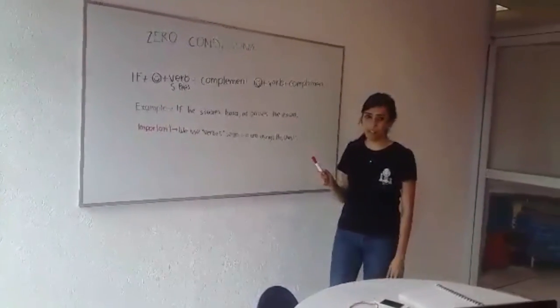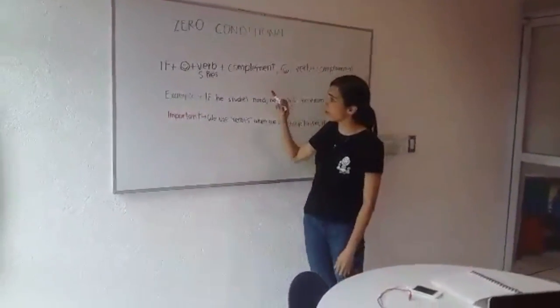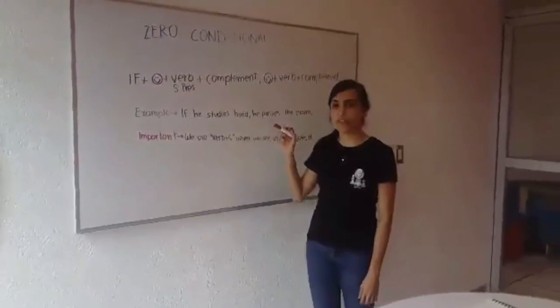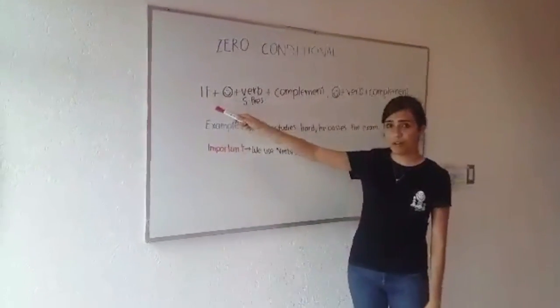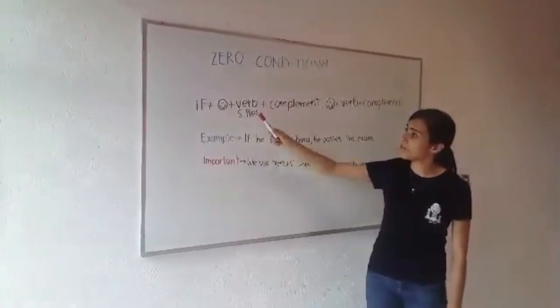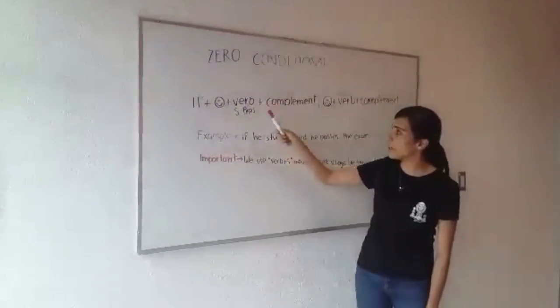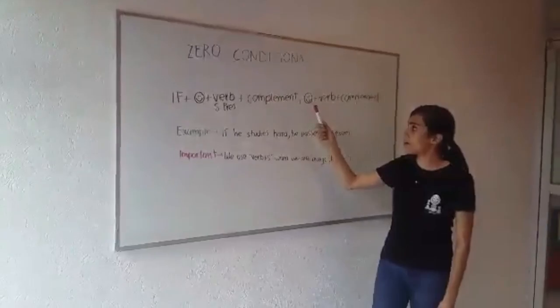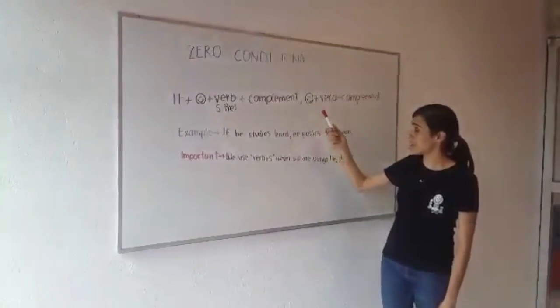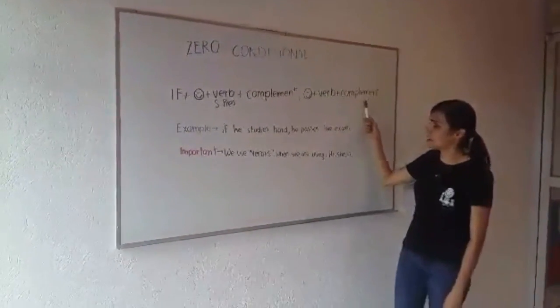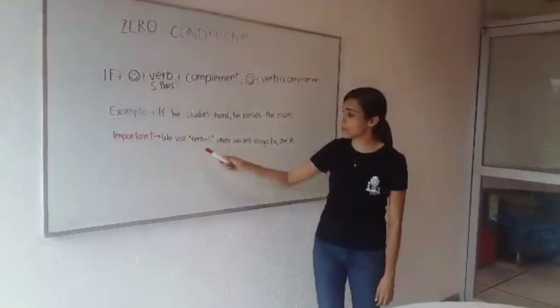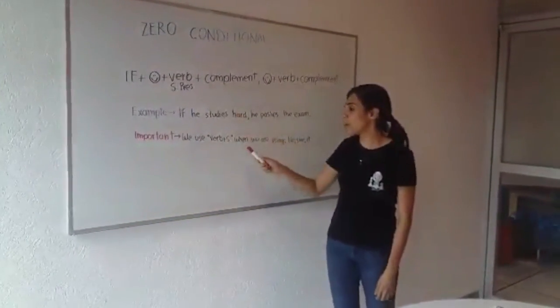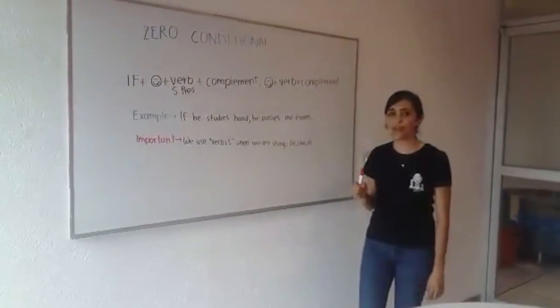Also called cause and effect, and it's used when we have things that are generally true. Here is the formula: if plus subject plus verb in simple present plus complement, plus subject again, verb and complement. It's important to mention that we use verb plus s like this when we are using he, she, or it.